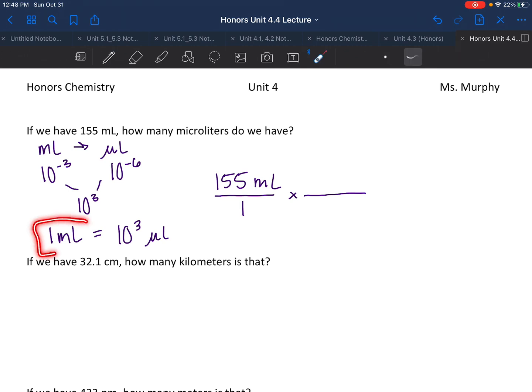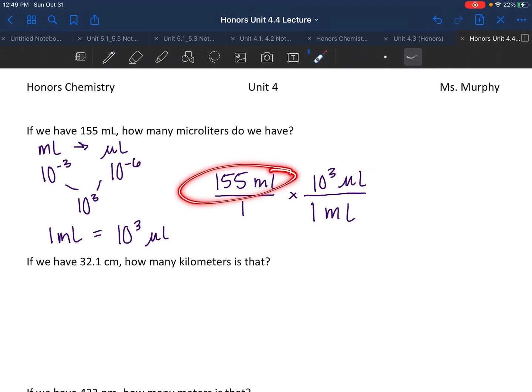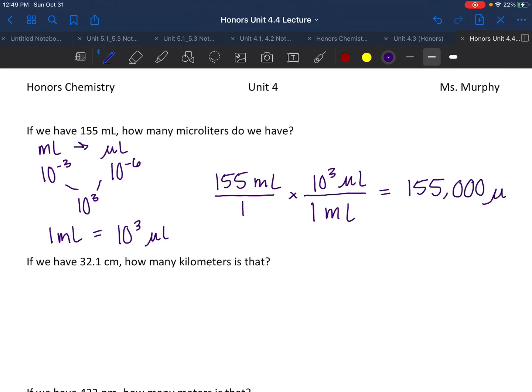Now, we know we're going to put one of these values on the top or bottom and put the other wherever the hole is. What I like to recognize first is that we want to get rid of milliliters, which is on the top. So we're always going to place that unit we want to get rid of on the bottom. So we're going to place 1 milliliter here, 10 to the third microliters on top. In our calculators, I would take 155 times 10 to the third, or 1,000, and you end up getting 155,000 microliters as your answer.